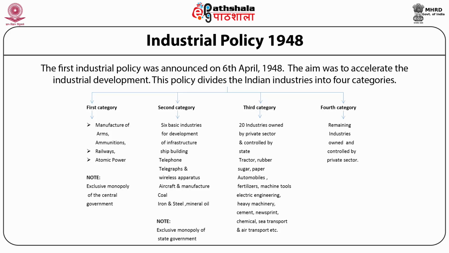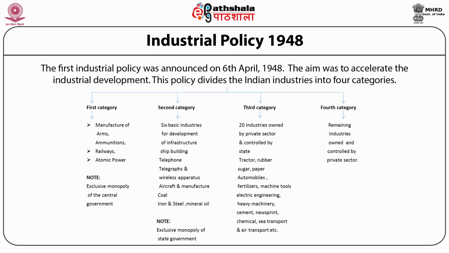Second category, exclusively the monopoly of the state government. So 6 basic industries were included in this, that is for the development of infrastructure: shipbuilding, telephone, telegraphs and wireless apparatus, aircraft manufacturing, coal, iron, steel and mineral oil. The third category included 20 industries owned by the private sector but controlled by the state. For example, tractor, rubber, sugar industry, paper industry, automobiles, fertilizers, machine tools, electrical engineering, heavy machinery, cement industry, newsprint, chemicals, sea transport and air transport, etc.